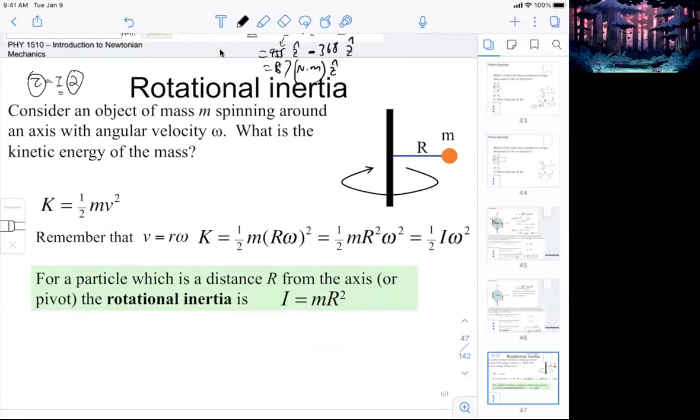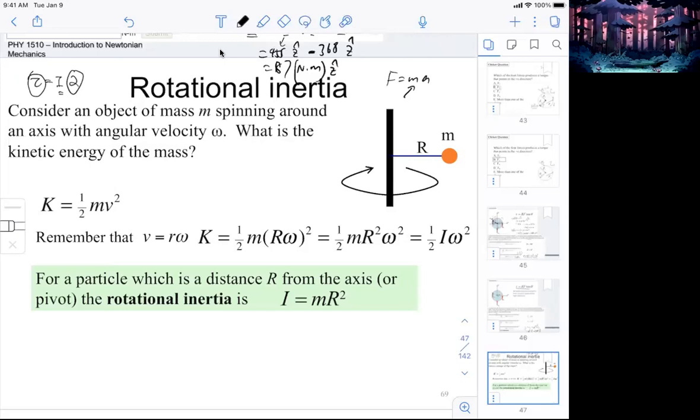Why is it not mass? Historically, the term inertia was used to describe how hard it is to accelerate something, right? The bigger the mass is, the harder it is for you to change the status of the motion. So rotational inertia is the same idea: how hard it is for you to change the rotational status of something.